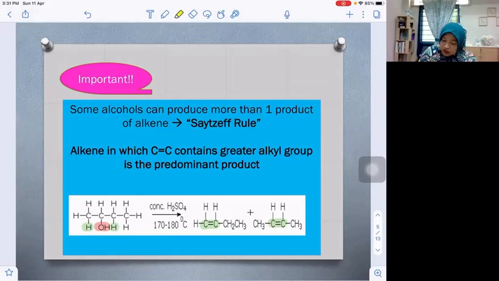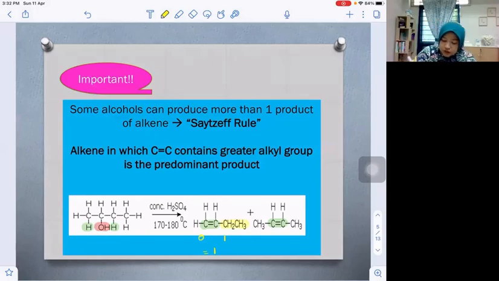In this case, the first product has only 1 alkyl group attached to it. The other 3 are hydrogens. So the left side has 0 alkyl groups, the right side has 1 alkyl group. All together, this first possible alkene has 1 alkyl group attached to the carbon-carbon double bond.